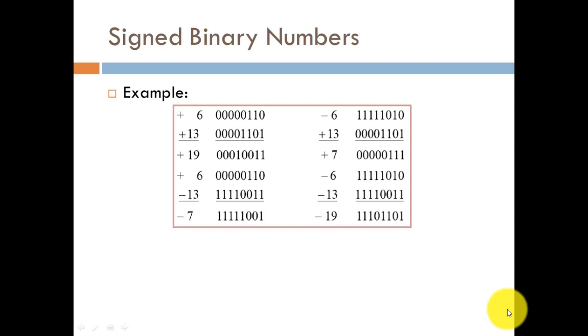So the example is something like, suppose we have to perform the addition of plus 6 and plus 13 with the help of signed binary numbers. So plus 6 would have been represented as 0 1 1 0. So this is the magnitude, and this MSB or leftmost bit is actually representing that it is your positive bit.